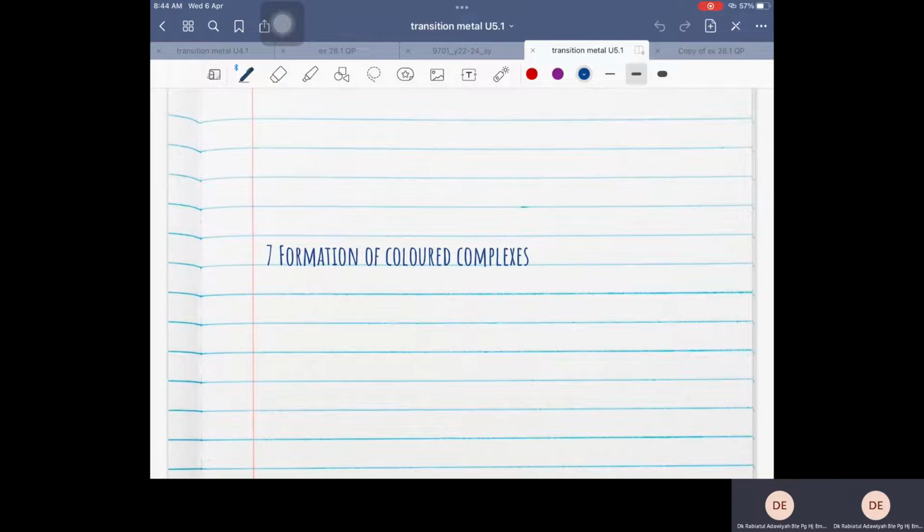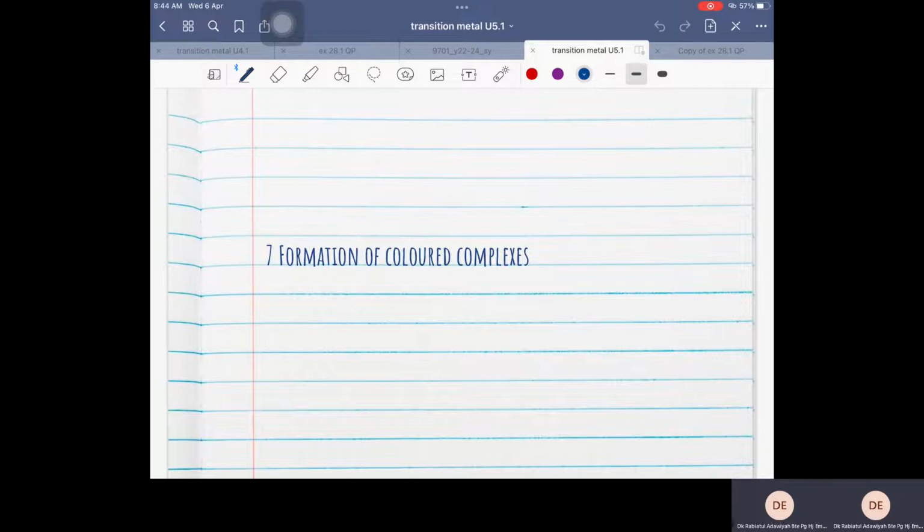Okay, so today we're going to look at the formation of colored complexes. Before I explain why transition metals form colors in their ions, this is one thing that students always get confused. They think that transition metals are colorful. The metals themselves are not colorful. It is the ions. Okay?